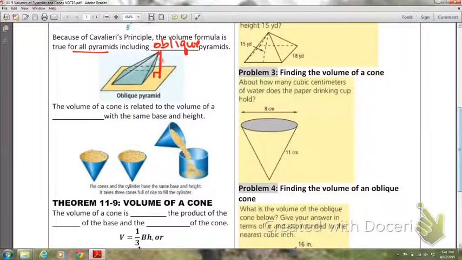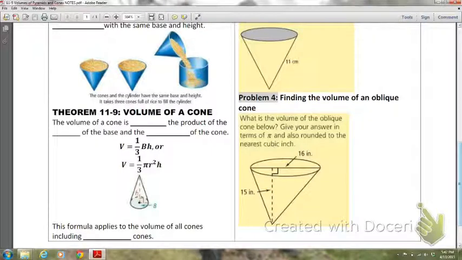The volume of a cone is related to the volume of a cylinder with the same base and the height. So once again, let's look at the volume of a cone. It's going to be very similar to the relationship between the prism and the pyramid.